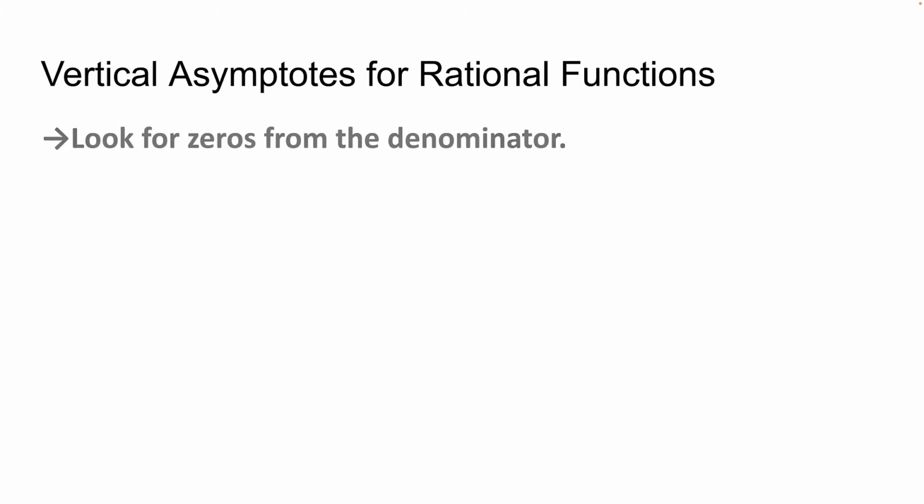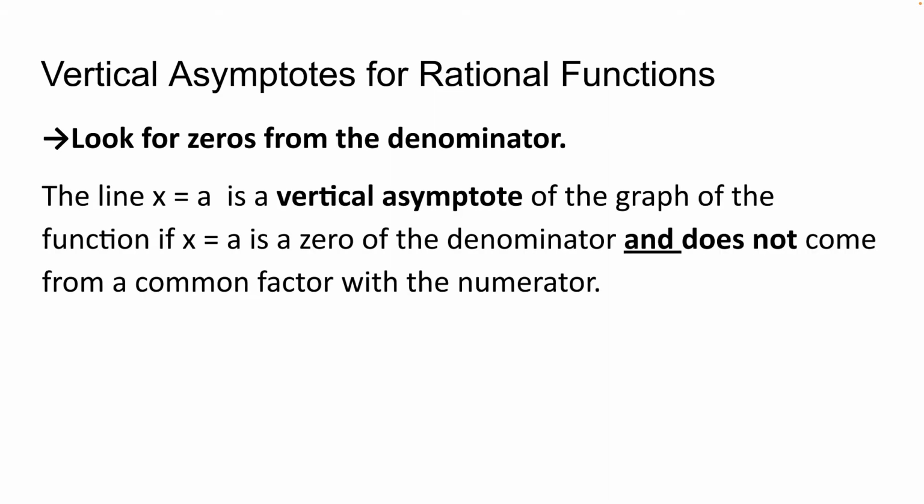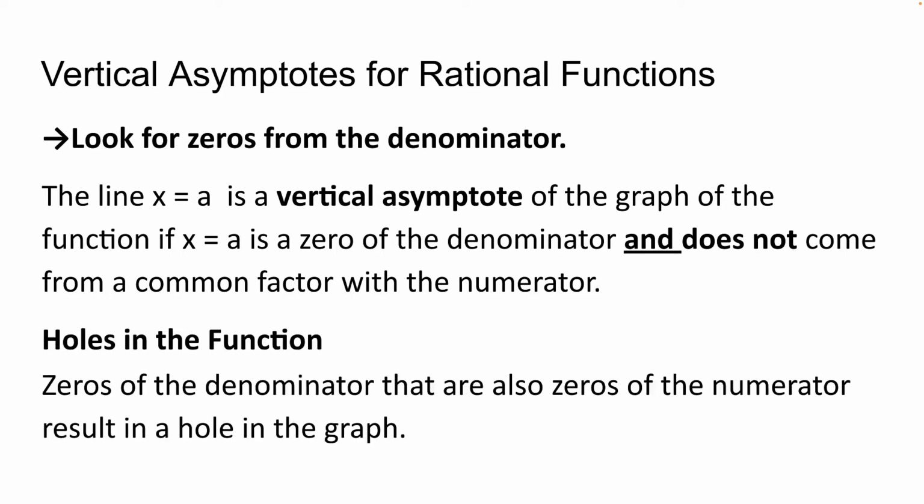Before we do this, let's review how to find the vertical asymptotes. In this case, we need to look for zeros of the denominator. The line x equals a is a vertical asymptote of the graph of the function if x equals a is a zero of the denominator and does not come from a common factor of the numerator. Zeros of the denominator that are also zeros of the numerator result in a hole in the graph. So to find a vertical asymptote, you need to first find the zeros for both the numerator and the denominator. Zeros for just the denominator are the vertical asymptotes.